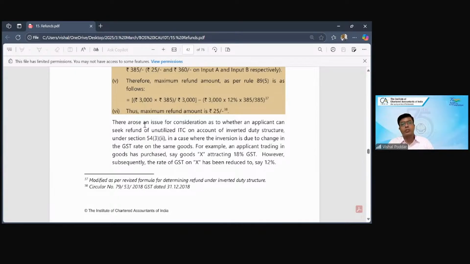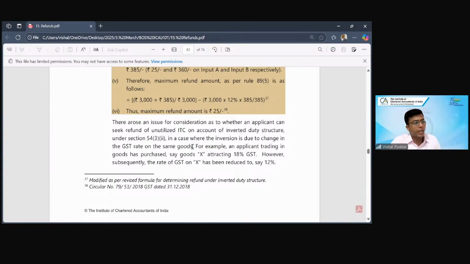Now, there arose an issue for consideration. What is this issue? Whether an applicant can seek refund of unutilized ITC on account of inverted duty structure under this section in a case where the inversion is due to change in the GST rate on the same goods. Now, this is an interesting point. You are allowed refund whenever there is an inverted duty structure. What is this inverted duty structure? Your output rate is 12%, your input rate is 18%. So you can always take the refund because 6% will be accumulated because of this inverted duty structure.